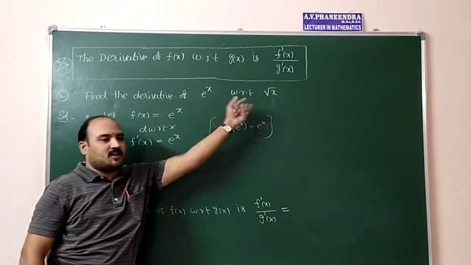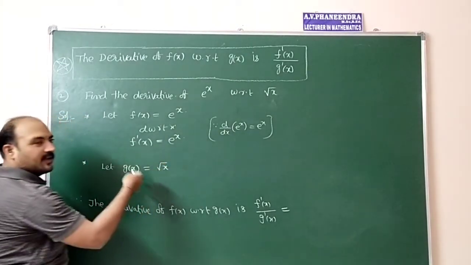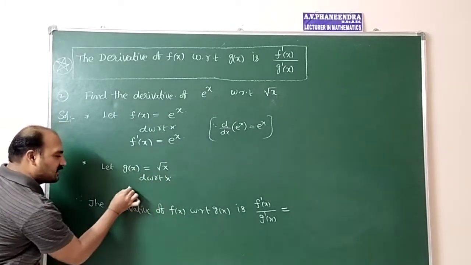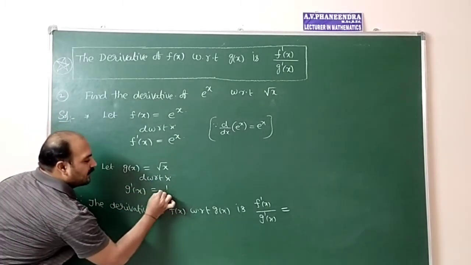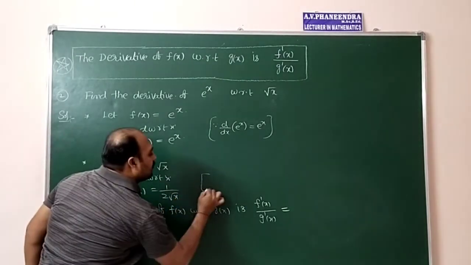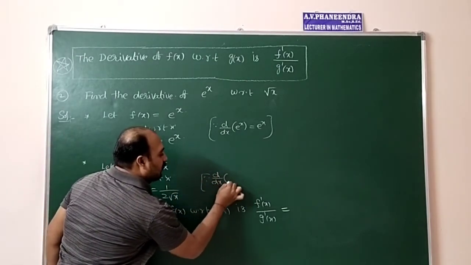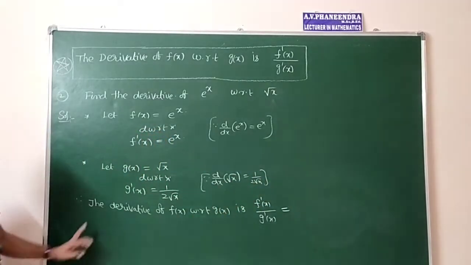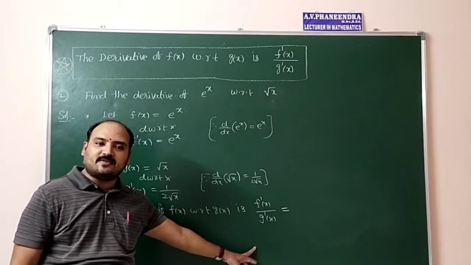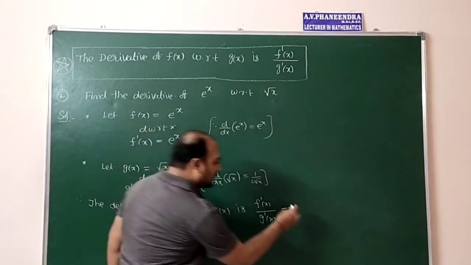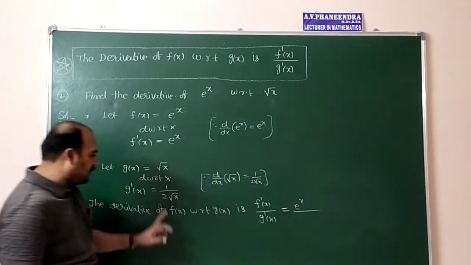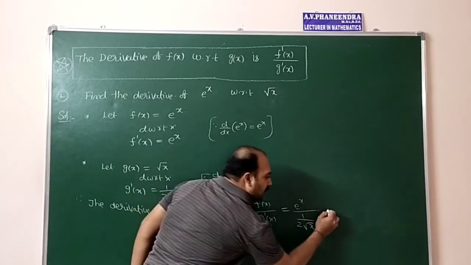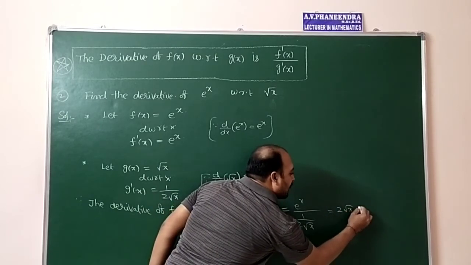Let g of x equal to another function, root x. Just now I explained what is the derivative of root x. Differentiate with respect to x. G dash of x is equal to 1 by 2 root x. Now the derivative of f of x with respect to g of x is f dash of x by g dash of x. What is f dash of x? E power x divided by g dash of x, 1 by 2 root x. Denominator of denominator will become numerator. Therefore, 2 root x into e power x.